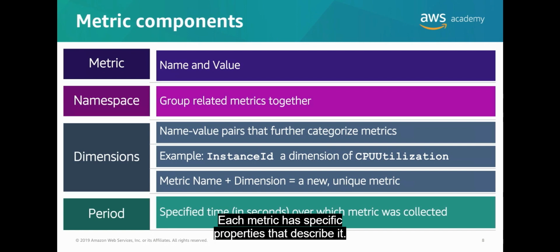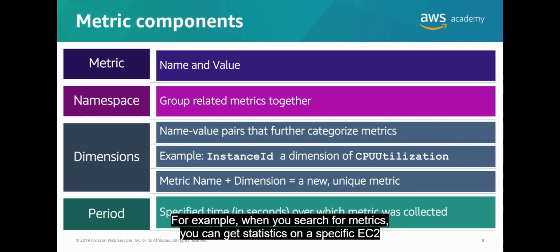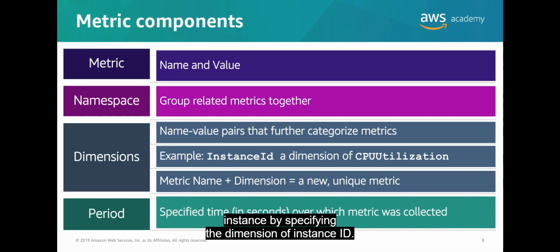Each metric has specific properties that describe it. You can think of dimensions as categories for those properties. Dimensions help you design a structure for your statistic plan. You can use dimensions to filter the CloudWatch data. For example, when you search for metrics, you can get statistics on a specific EC2 instance by specifying the dimension of instance ID.